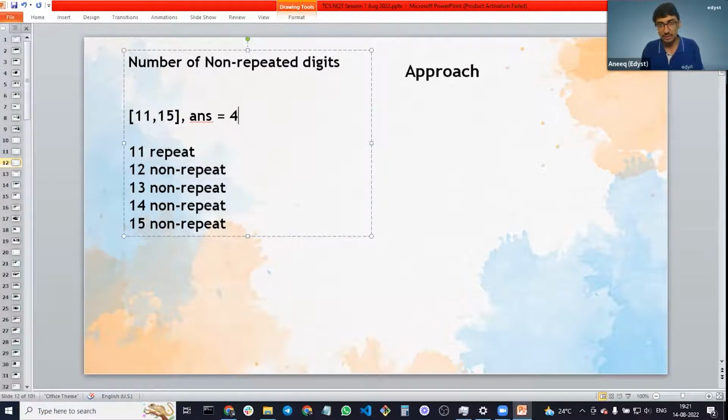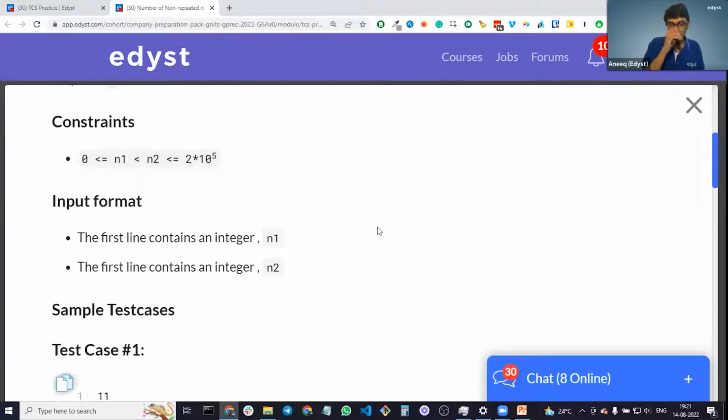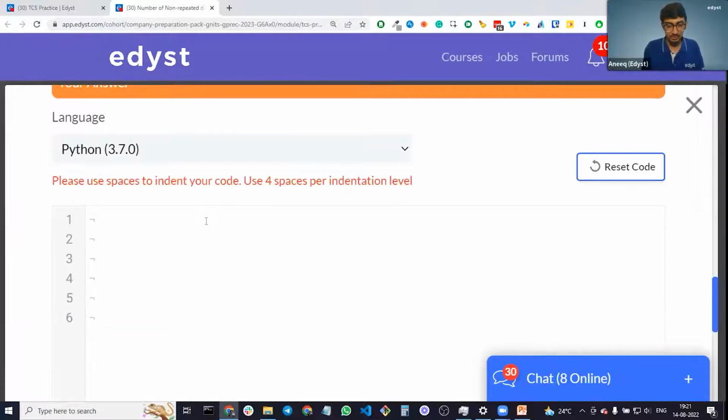All right. Did you all understand the question now? N1 and N2 will be given. You can also check the constraints and so on. Given N1 and N2, you need to find out how many numbers are there with non-repeating digits. Okay. I'll take the input. It's just taking N1 and N2 as input. You all tell me what's the approach. How will we go about solving this?